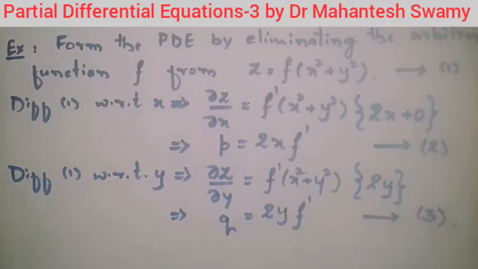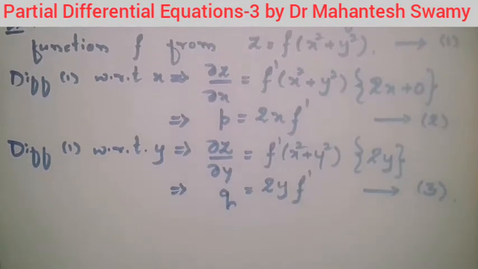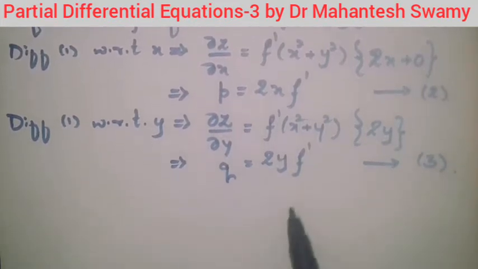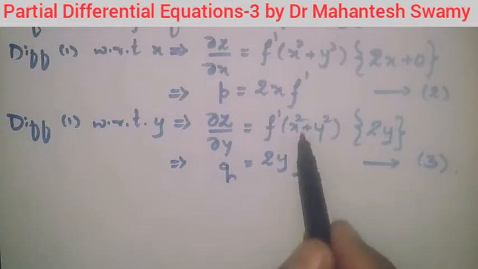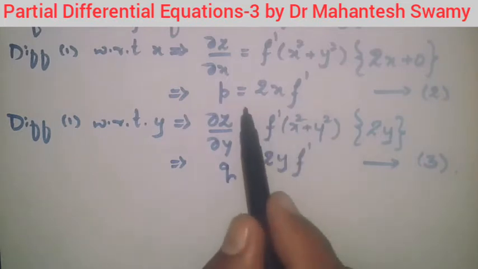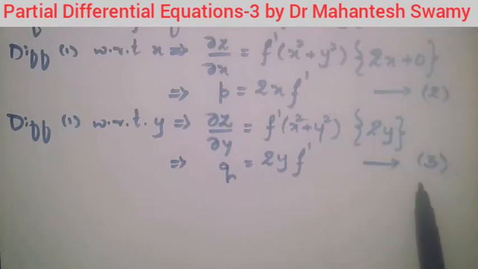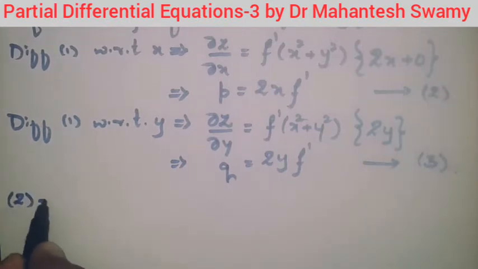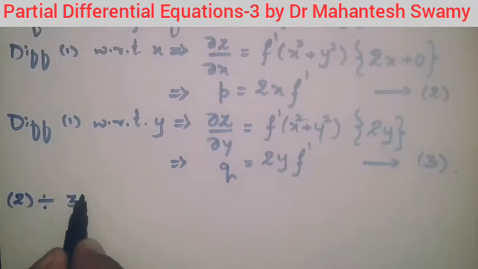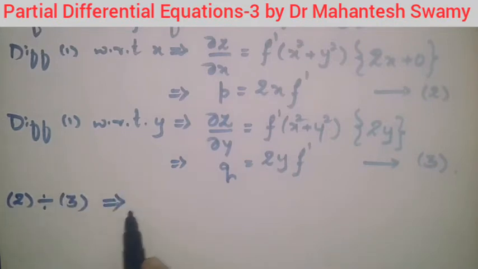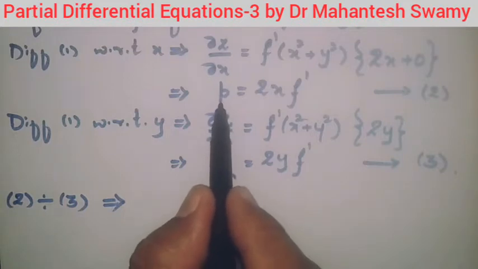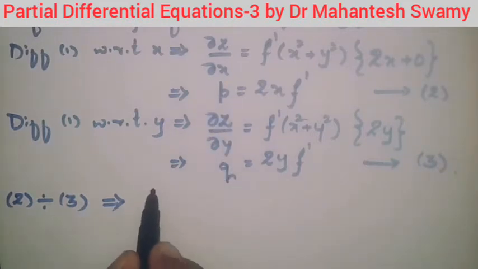Now our duty is to eliminate the function involved. It is very simple to eliminate f dash between equations 2 and 3. How do we eliminate f dash from equations 2 and 3? Simply by considering equation 2 divided by equation 3. When we divide equation 2 by equation 3, the resulting equation will be P by Q on the LHS.